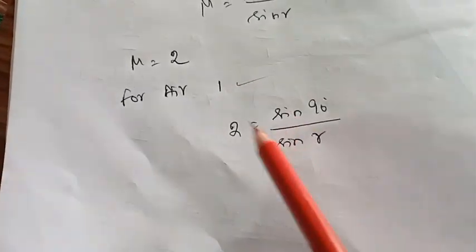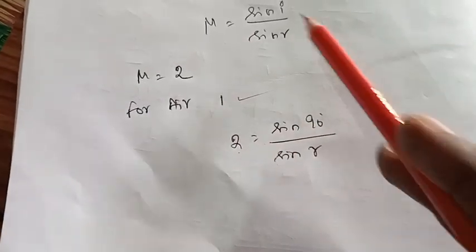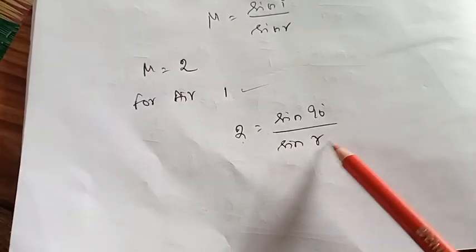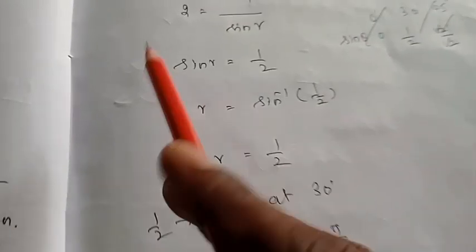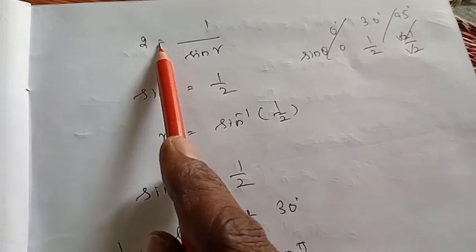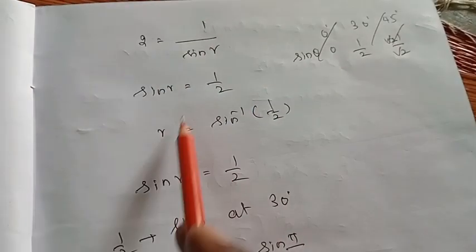So nu is equal to sin I by sin R. Nu is 2 for the slab, and the air medium refractive index is 1. The incident angle for air is 90 degrees, and sin 90 degrees is 1. Sin R they are asking. Just substitute: 2 equals 1 by sin R. We need the value of R. Sin R equals 1 by 2, since the multiplier going to the other side means division. So R is equal to sin inverse of 1 by 2.